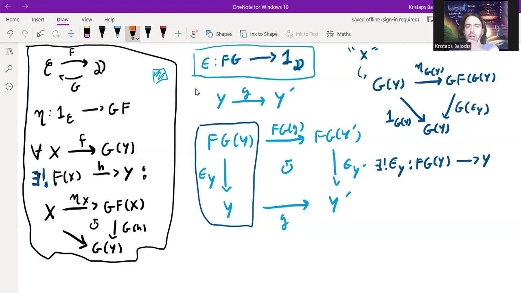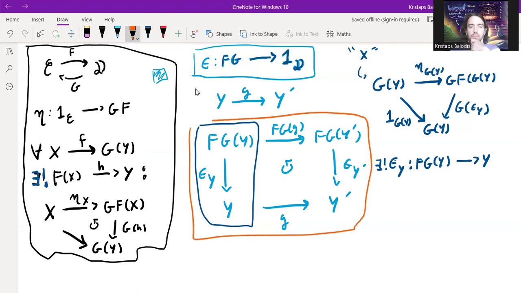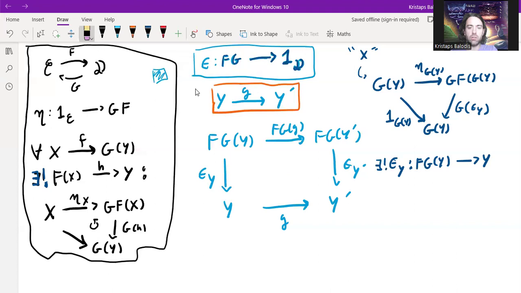So I basically need to construct this diagram, right? I need to convince you that there's a commuting diagram of this sort. So suppose, of course, we've got our g from y to y', and I need to prove that this diagram here commutes. Well, how am I going to do that?